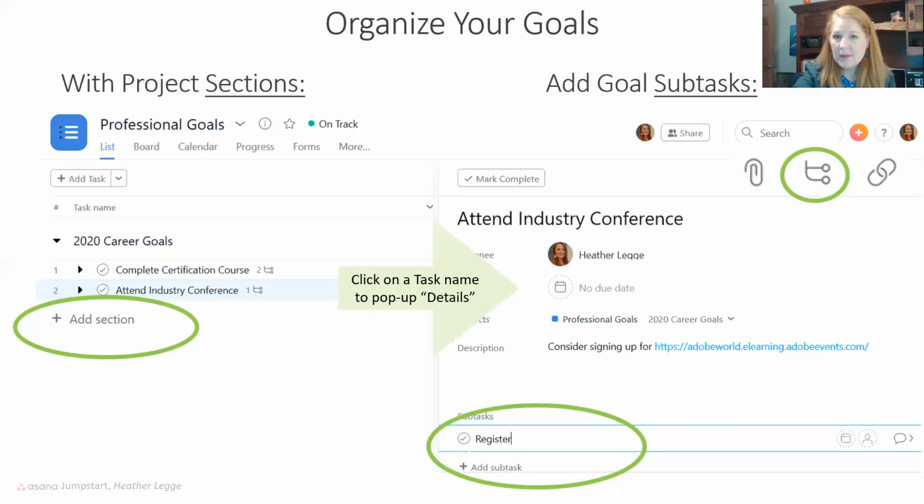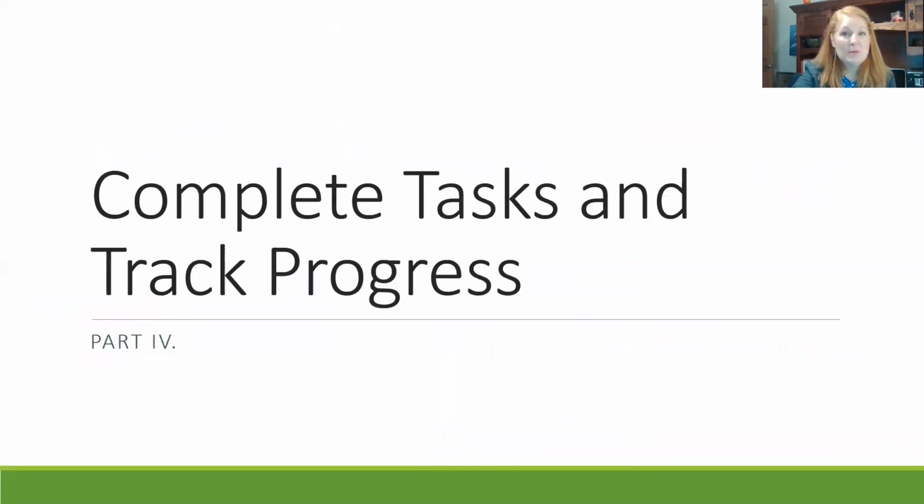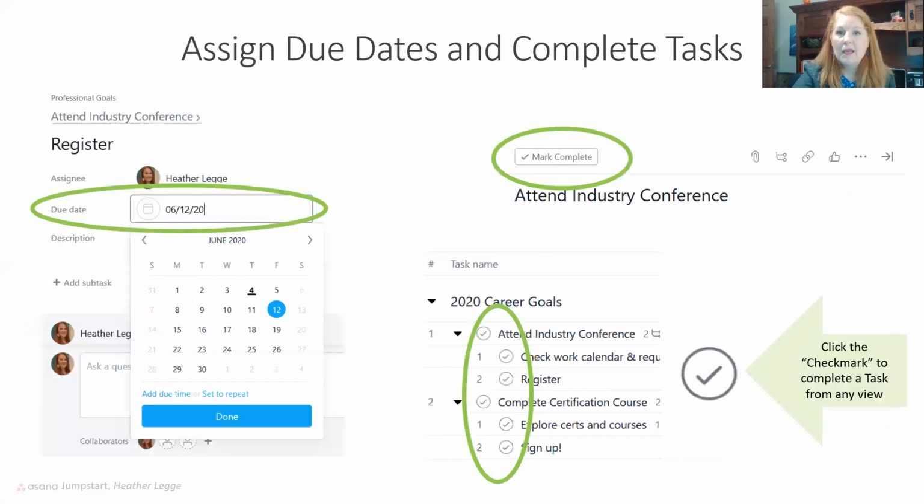So let's talk about adding a little bit more context, making this more user-friendly so that you can stay on track with achieving your goals. At any task level, you can add a due date. In the task details, in the subtask details, you can assign to a person. In this case, I've assigned it to me, and a due date. I've selected June 12th as my due date to register for that conference.